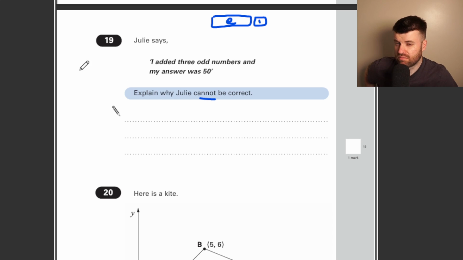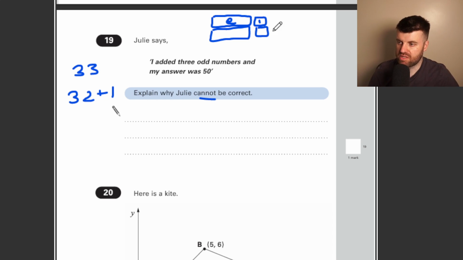Tell me an odd number. 33? Cool. Well, 33 is the even number 32 plus 1. So when you add up 2 odd numbers together, what you're doing is you're adding up 2 of these even numbers plus 1. Okay, so what does that mean you'll always get?